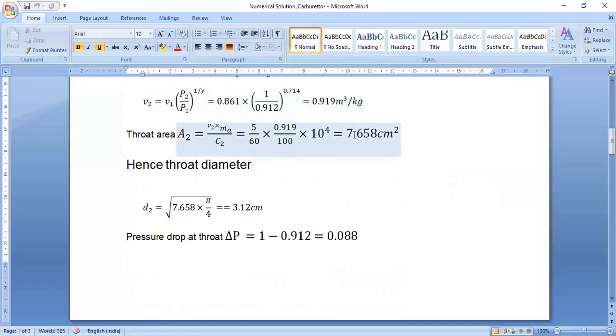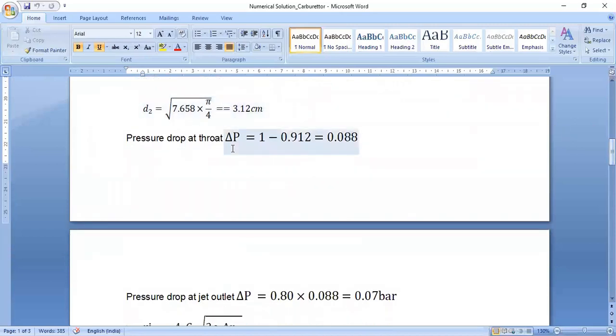So this throat area is coming 7.658 centimeter square. Now area is equal to pi by 4 d square. Hence the throat diameter can be obtained: d2 is equal to root over 7.658 into 4 by pi. So it is coming 3.12 centimeter. So in this way we can get the value of throat diameter. It is coming 3.12 centimeter.